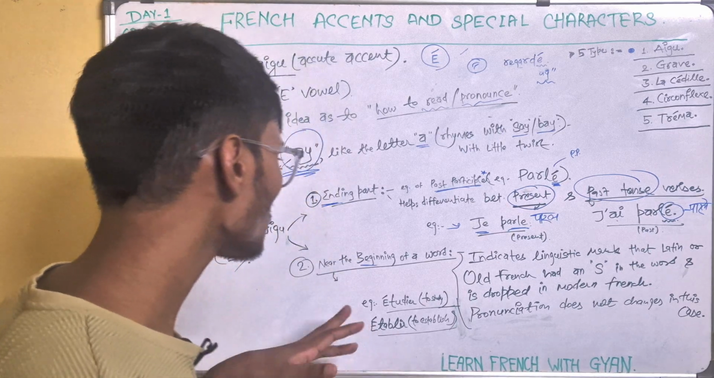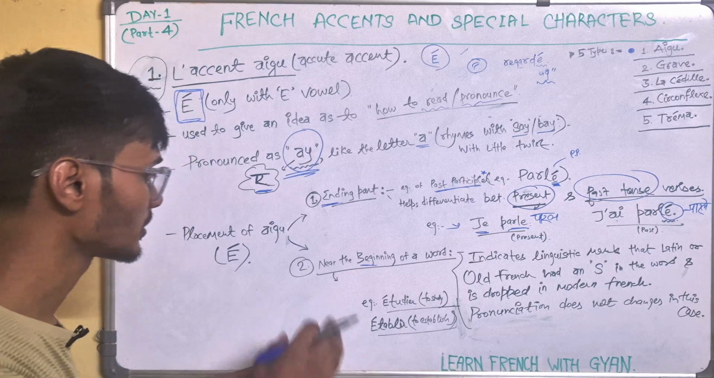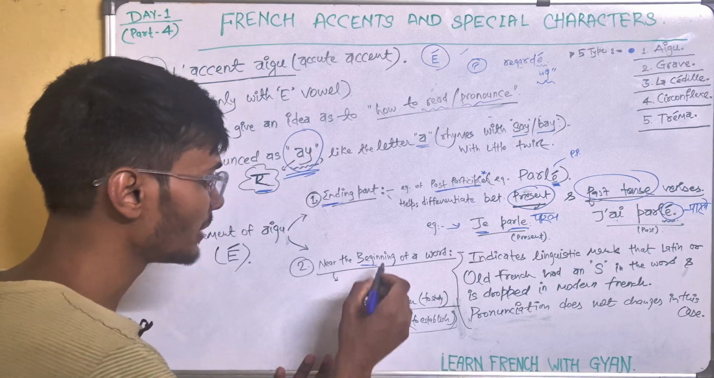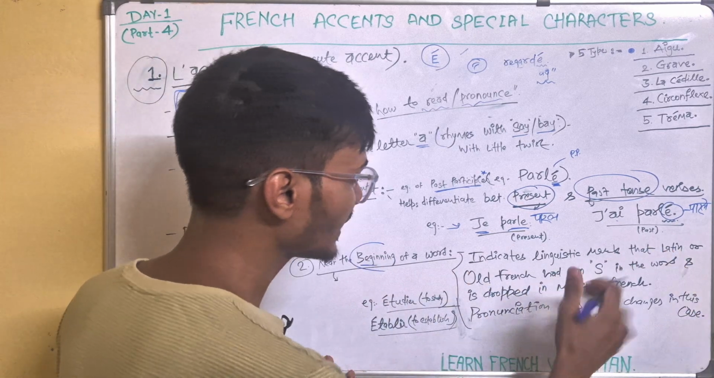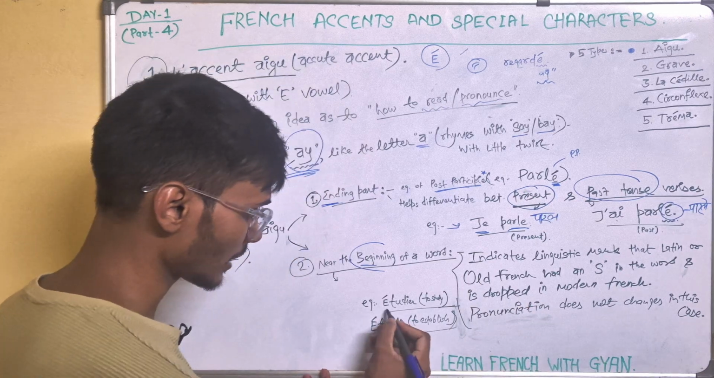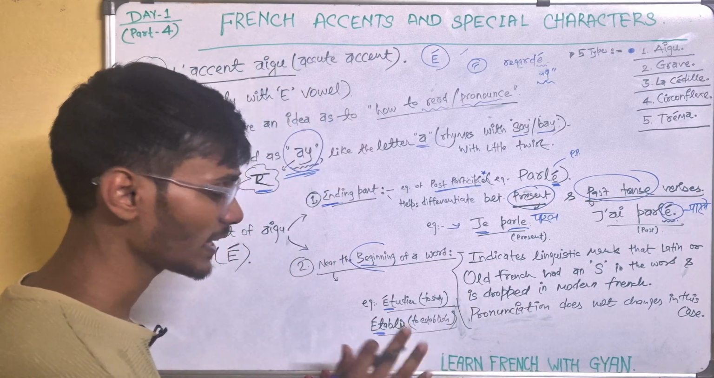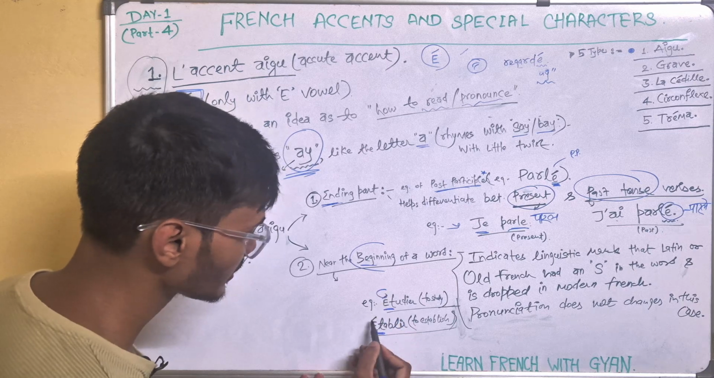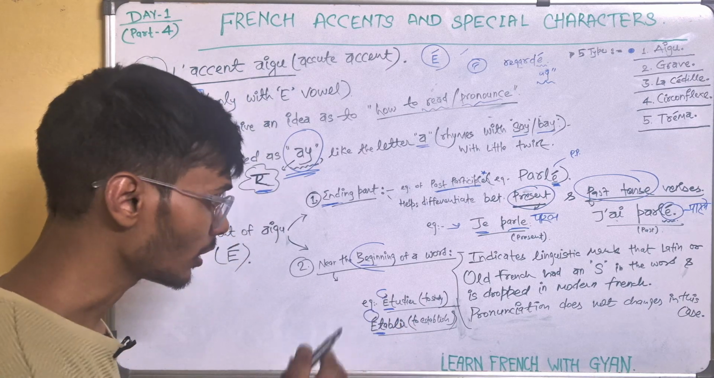Okay, so let's move to the second part, the placement at the beginning. At the beginning we can see many of these words; I have given examples here. Étudier, établir. At the beginning of the word we can see this accent aigu upon the e.